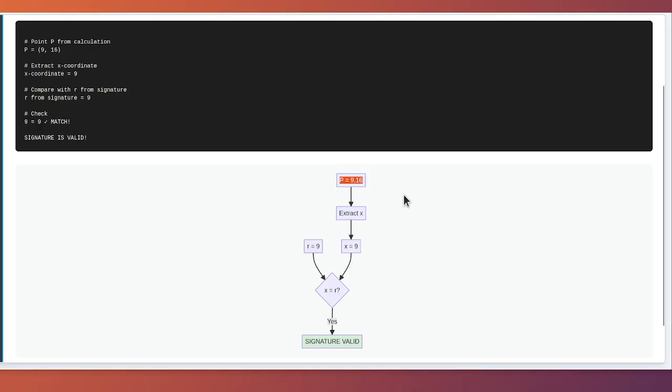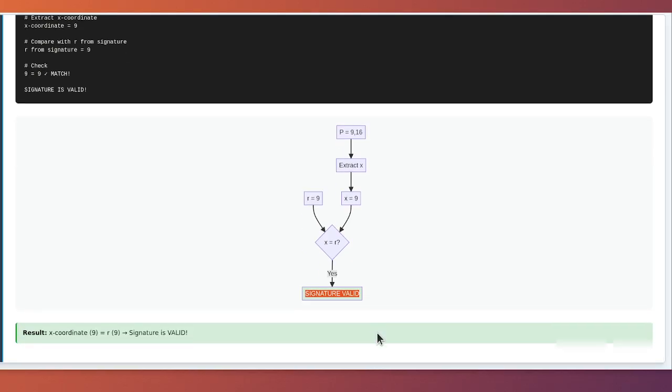Now comes the moment of truth. We extract the x-coordinate of point P. The point is 9, 16, so the x-coordinate is 9. We compare this x-coordinate to the r value from the signature. The signature had r equals 9. The x-coordinate of P is 9. They match perfectly. This means the signature is valid.